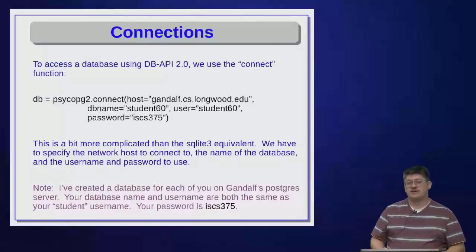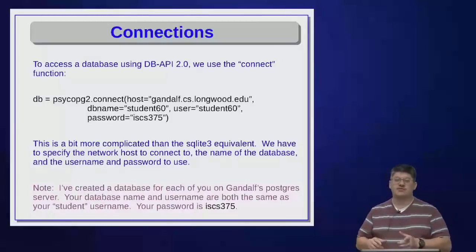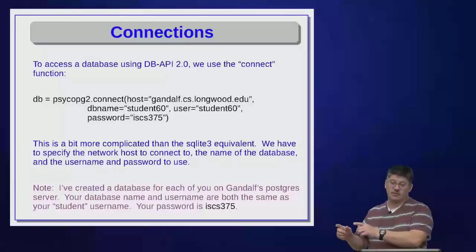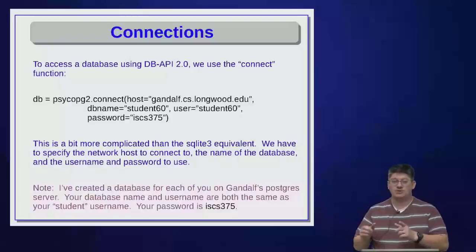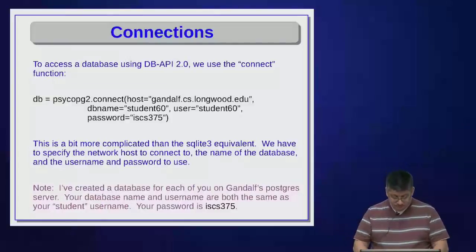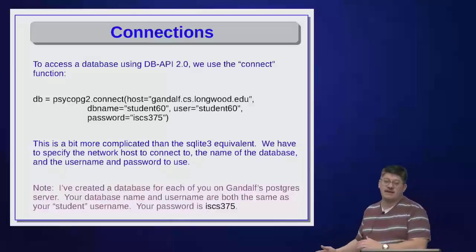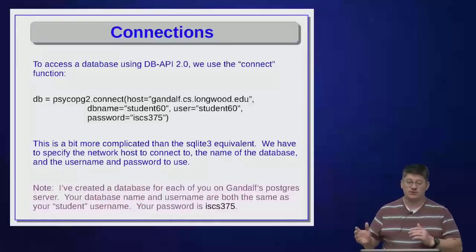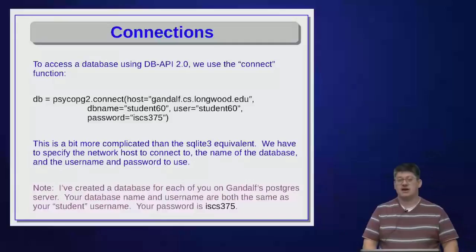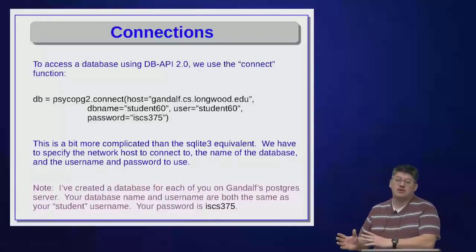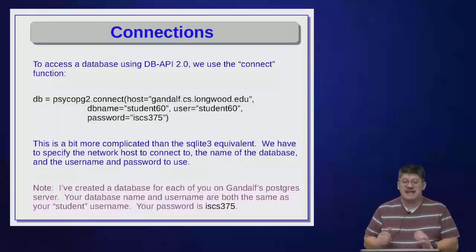One of the things we have to tell it is the host name. We have to tell it what server to connect to look for the database. So here we've said the host is gandalf.cs.longwood.edu. You can either put a host name in or an IP address. We also need to tell it which database on that server to connect to. Remember, Postgres is a database server. It can actually be serving several different databases for different web applications or for different users, different purposes. And for example, on the server, each of you is going to have your own database that you can use for Lab 7. So we have to tell it the name of the database.